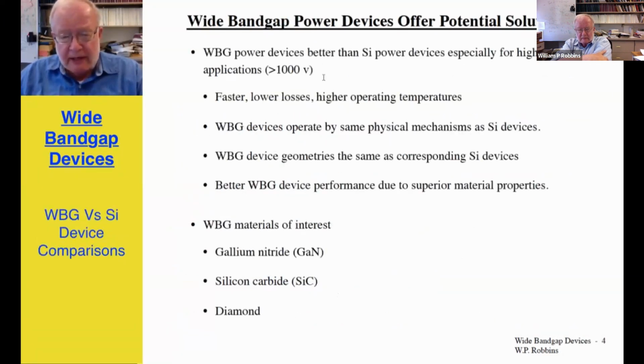Fortunately, wide bandgap power devices offer a potential solution. These devices are better than silicon power devices, especially for high voltage applications. They are faster, have lower losses, and higher operating temperatures. Now, wide bandgap devices operate by the same physical mechanisms as silicon devices, and their device geometries are quite similar to corresponding silicon devices. Hence, the better performance that we get out of wide bandgap devices is due to the superior material properties, which I'll discuss in a bit more detail in a moment. Wide bandgap materials that are currently of interest include gallium nitride, silicon carbide, and perhaps in the more distant future, diamond.